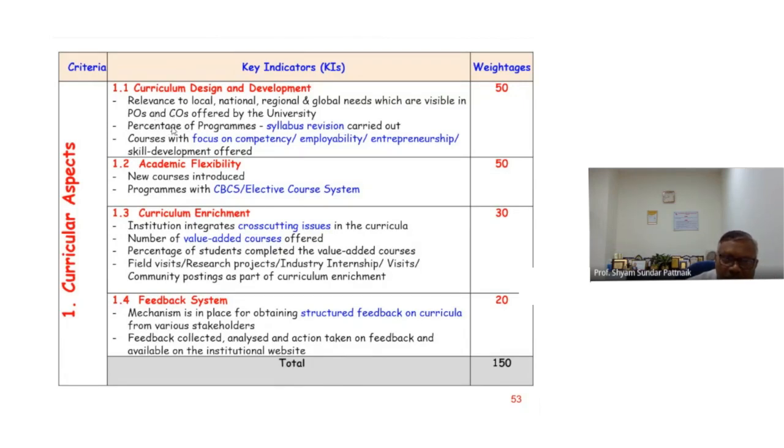Then the percentage of programs with revision carried out, and courses with focus on competency, employability, and entrepreneurship. That means what skill-oriented, hands-on, employability-oriented courses there are, because some are going to be knowledge oriented, some will be competency oriented. So how much is competency oriented? When it comes to flexibility, how much CBCS, choice based credit system, which is permitting now, multiple entry multiple exit system has come, so it will lead to ABC. These are all part of academic flexibility.